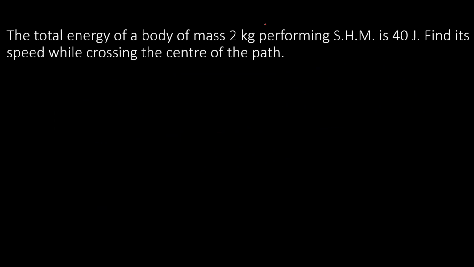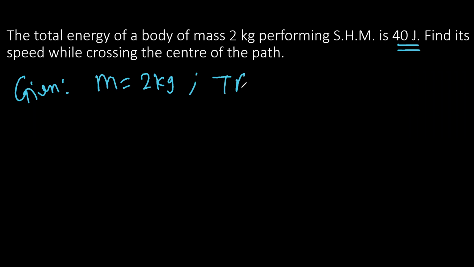The total energy of the body of mass 2 kg is 40 joule. Find its speed while crossing the center of the path. So here total energy and mass are given. Given is mass is 2 kg and the total energy is 40 joule. We need to find the speed.